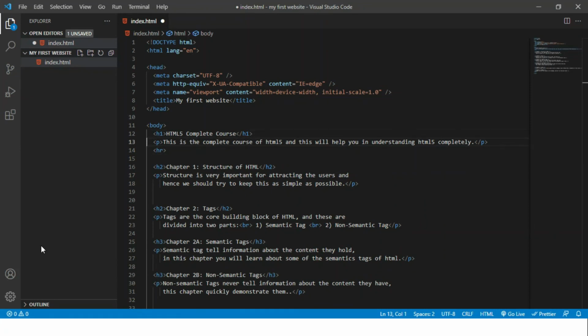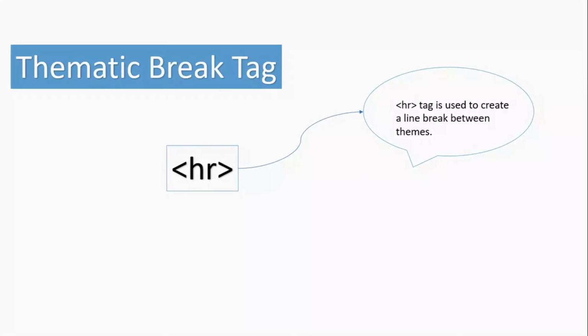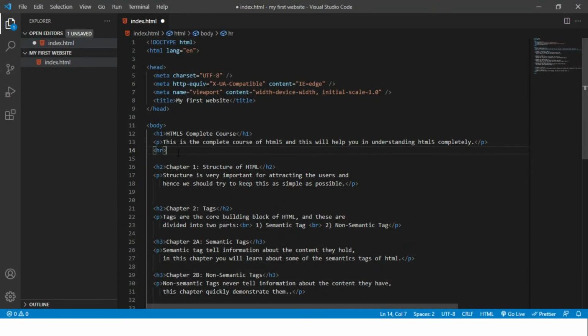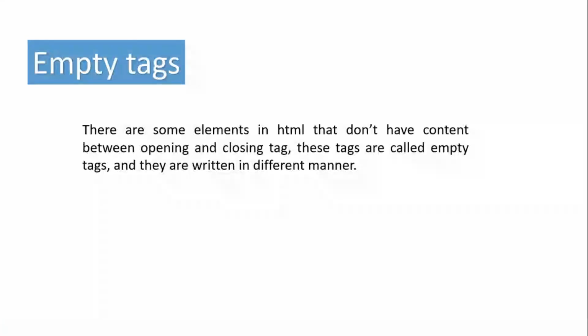Like over here we have a content in P tag. This is called the content. Okay, we have no content in HR tag, and we do not have a closing tag for HR tag like over here in P. Okay, so let's understand what these are called. Okay, these are called empty tags. There are some elements or tags in HTML that do not have content between opening and closing tag. These tags are called empty tags, and they are written in a different manner. In which manner? In this manner, that they do not have content, neither do they have ending, which means that closing tag. Okay, so the example includes HR and BR tag.